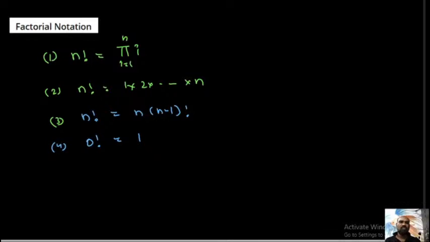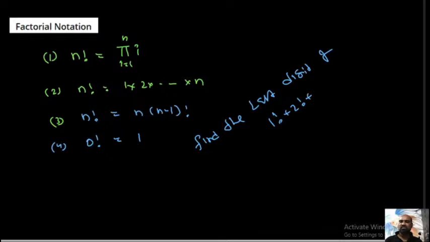Okay students. Now listen, find the last digit of 1 factorial plus 2 factorial plus 3 factorial so on plus 2020 factorial. How to find? Last digit I want. Last digit I am asking. How to find? I will show you. Listen.